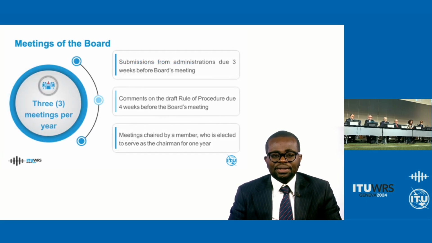The board typically meets 3 times in the year. Sections 1.5 and 1.6 of Part C of the Rules of Procedure state the timelines for the submission of documents by administrations for the meetings of the board. Please take note that the submissions must reach the BR at least 3 weeks before the board meeting. The meeting dates are published on the RRB section of the ITU website.